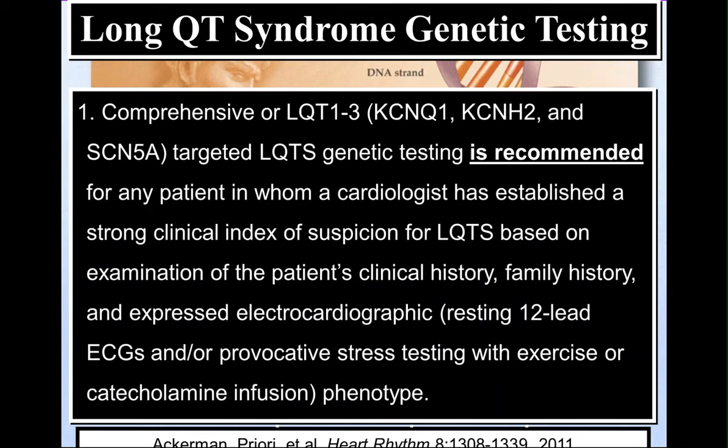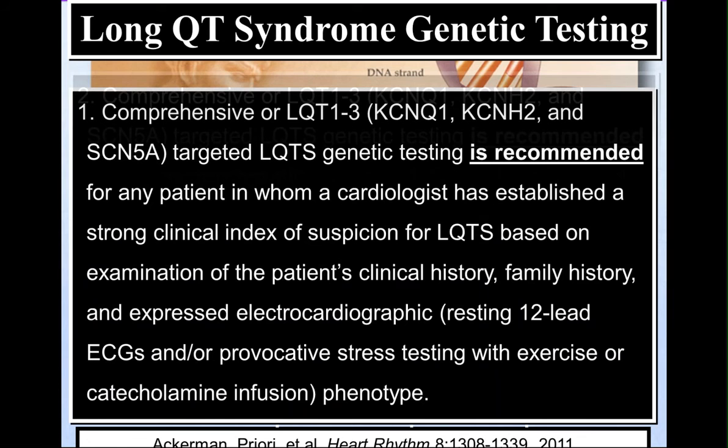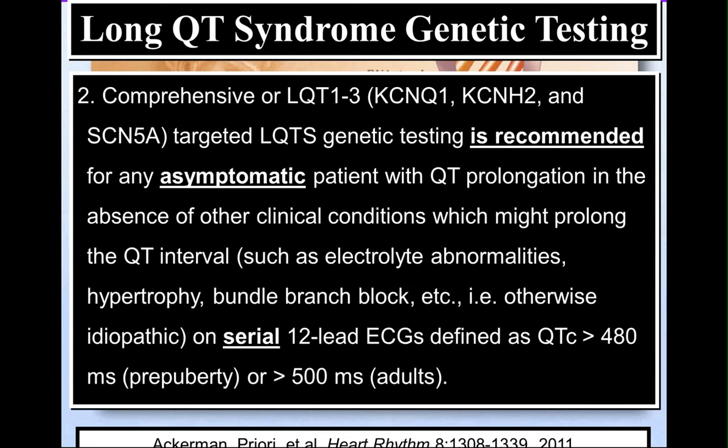If you and I suspect this diagnosis, it's a class 1 recommendation to obtain comprehensive or targeted genetic testing. It's also recommended in the patient where we have stumbled into an incidental ECG finding in the otherwise asymptomatic patient, and you see the thresholds advised here, greater than 480 pre-puberty, greater than 500 in adults. Why those numbers? Again, because the math argues for now stumbling into this 1 in 2,000 disorder.